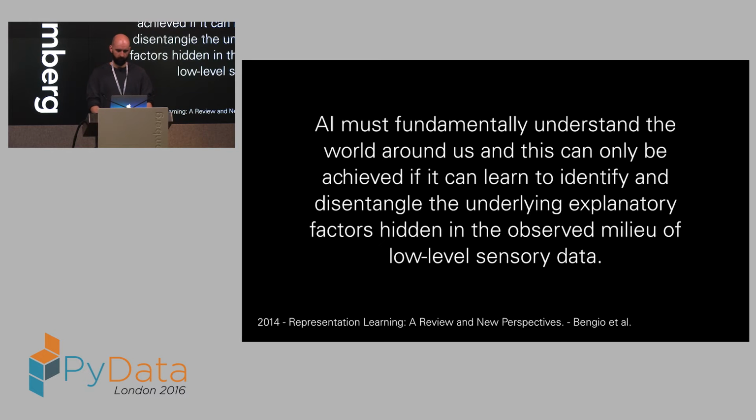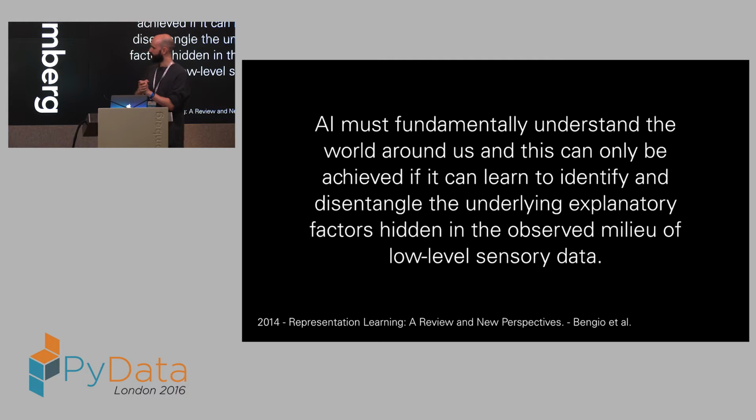But why is representation important? Well, I want to use this quote from Bengio in his 2004 paper. AI must fundamentally understand the world around us, and this can only be achieved if it can learn to identify and disentangle the underlying explanatory factors hidden in the observed milieu of low-level sensory data. That's a very academic sentence, but I think it gets to the heart of the matter around representations.